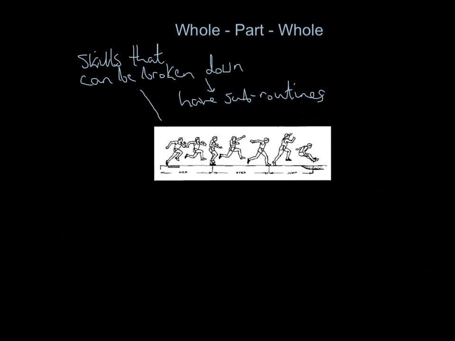So, what can we say about it? Great for skills that can be broken down. Skills that have things called subroutines, i.e. lots of things going on that make up the full performance. So in a triple jump, you've got the run up, the take off, the hop, the step, the jump. There's lots of subroutines that make up a triple jump. So any skill that has subroutines that can be broken down is a great time to use whole part whole method.